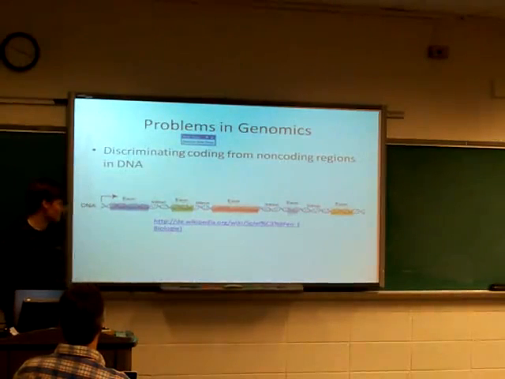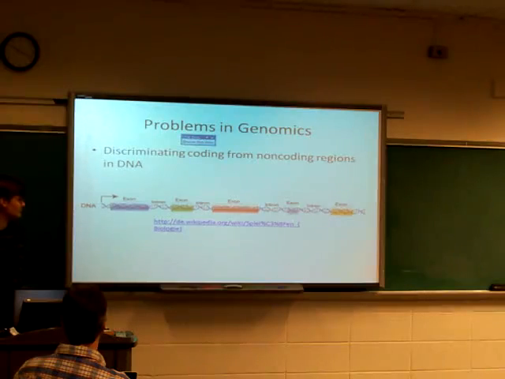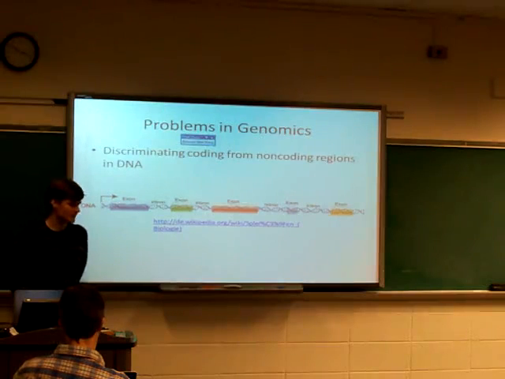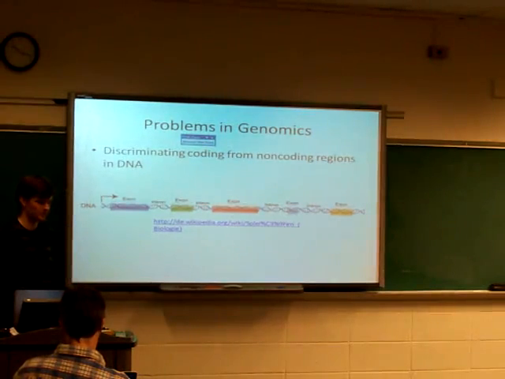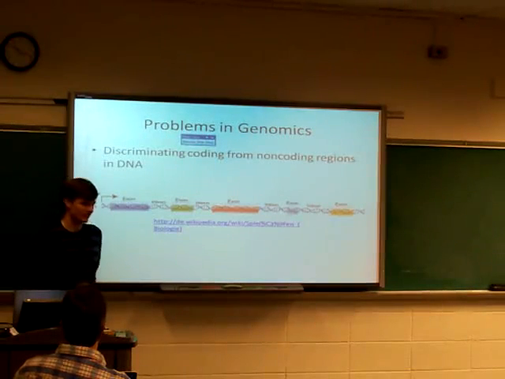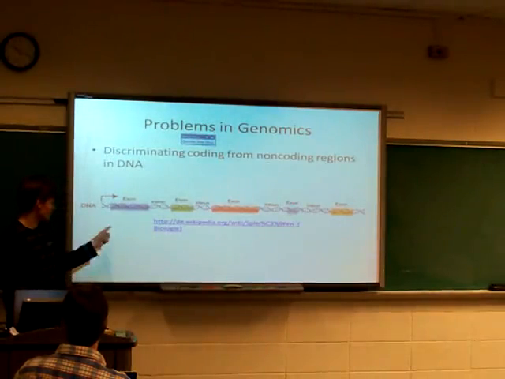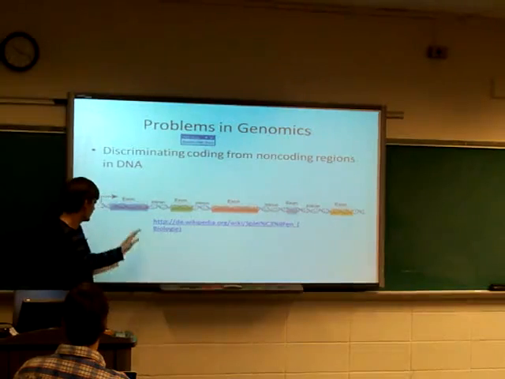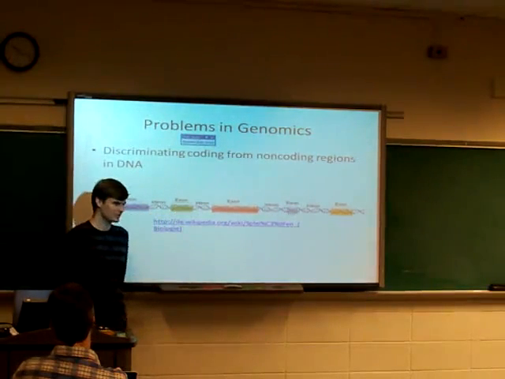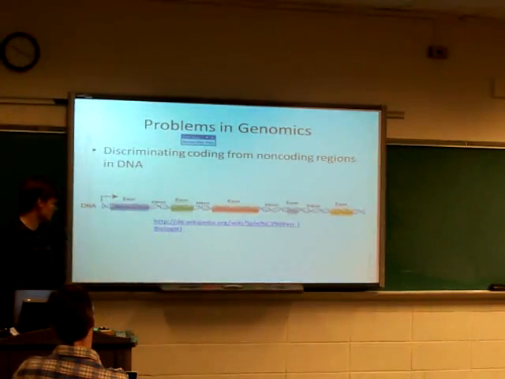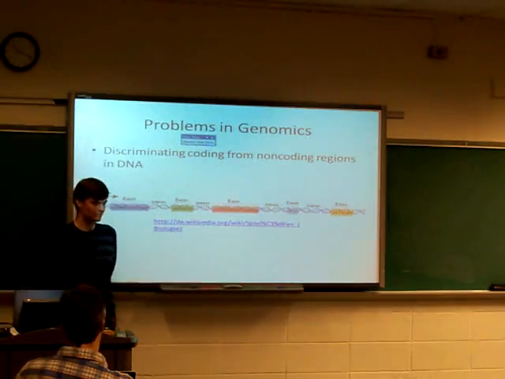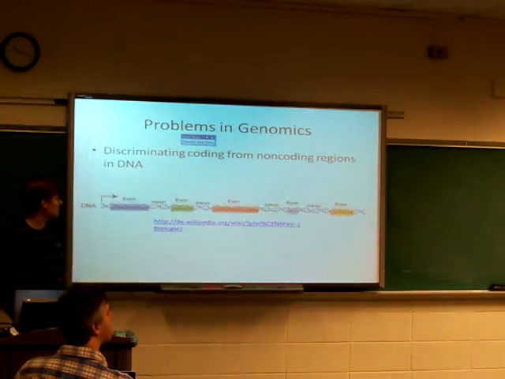Some of the problems in genomics, the one I'm going to be talking about today, is discriminating coding from non-coding regions in DNA. If you're not familiar with DNA, it's composed of introns and exons. Exons actually encode proteins. Proteins are the things in your cells which do work, and they're encoded in your DNA. The tricky thing is that exons aren't continuous on DNA. You get exons that are split apart by introns, and they're not split apart in any kind of predictable way. So it's difficult to figure out which parts of DNA are exons and which parts are introns. I'm going to be using signal processing techniques to try and accomplish this task.